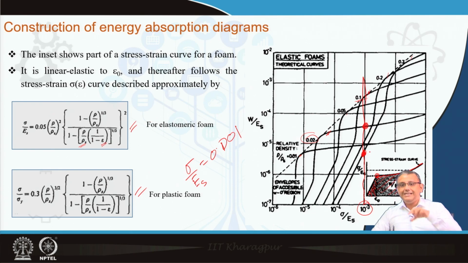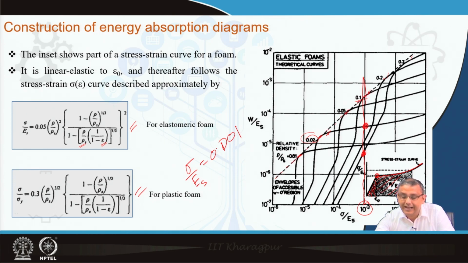That means it is very important to identify the peak stress, and based upon that, using the energy absorption diagrams, we should identify the optimum foam density which will give us this much amount of peak stress. And for each of such curves, if we join the topmost point of each curve, we get this dotted line.